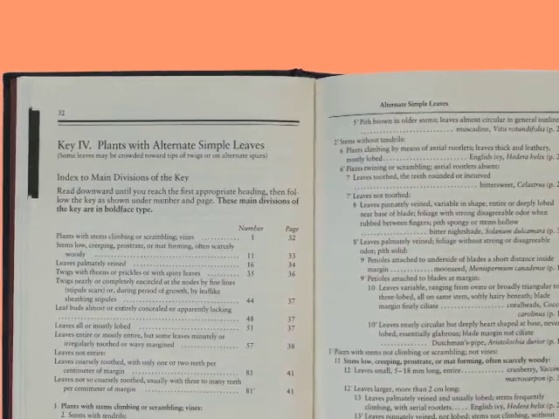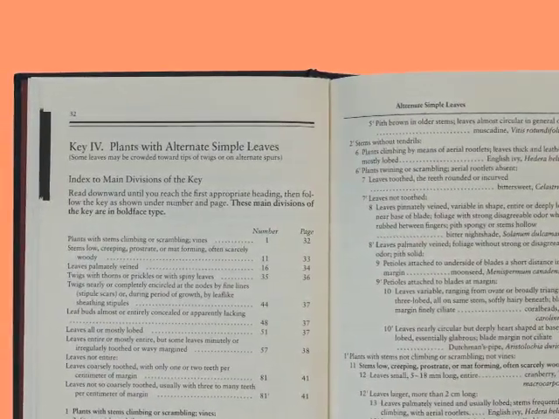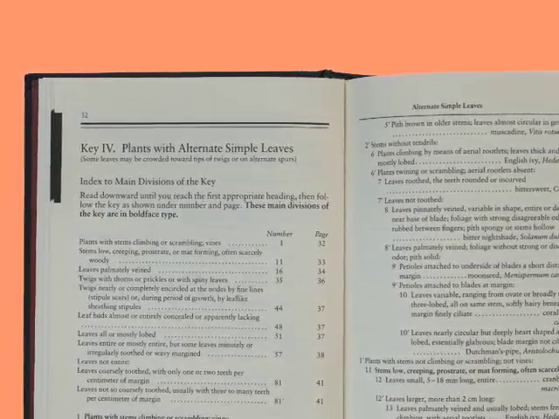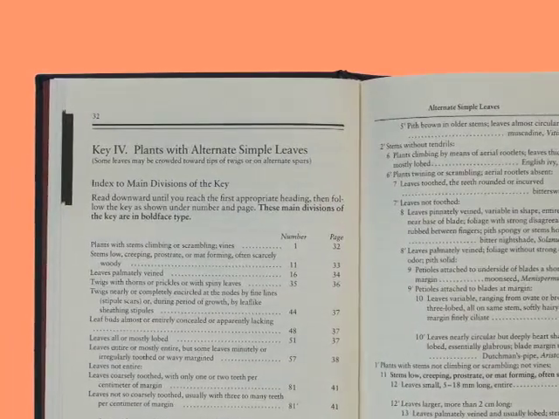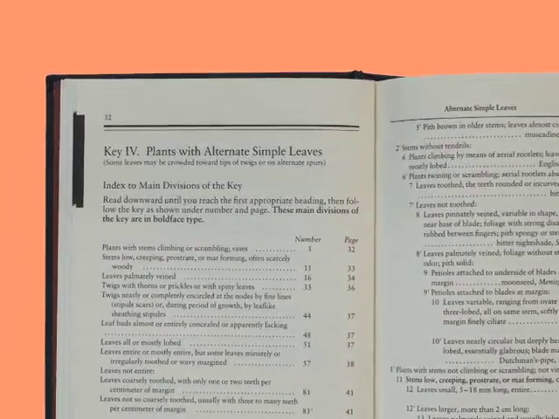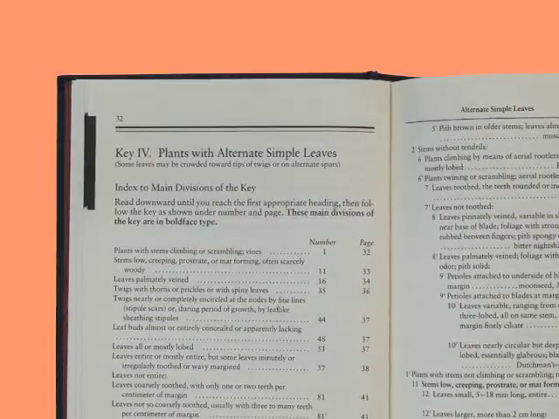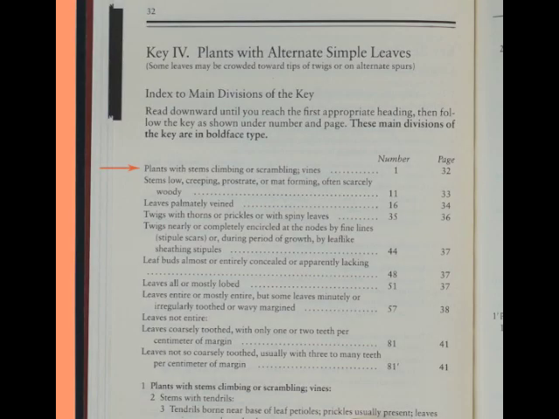Once we're on the first page of Key 4, we can see that there is an index to main divisions of the key. Let's scan through the list and find the appropriate division for this tree. Plants with stems climbing or scrambling or vines? No. Stems low, creeping, prostrate, or mat forming? No. Leaves palmately veined? Nope. Twigs with thorns or prickles or with spiny leaves?